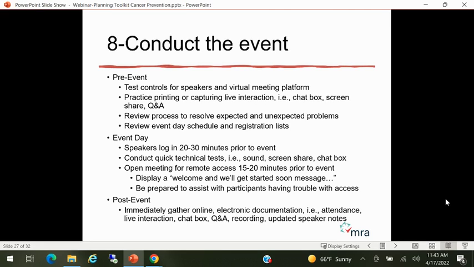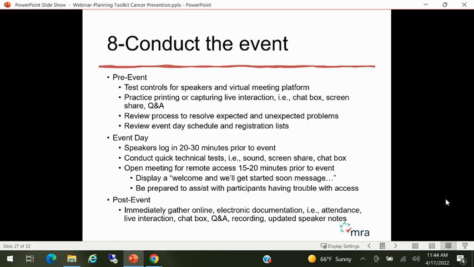Open up the meeting for remote access by your audience at least 15 to 20 minutes prior to start, maybe even 30 minutes. Display a welcome and we'll get started soon message. You may want to play some sort of appropriate music. And by appropriate, I don't mean AC/DC or hard rock. Probably more along the lines of elevator music. But do something so as the participant joins, they know that they have entered the right meeting room and what the plan is for getting started.